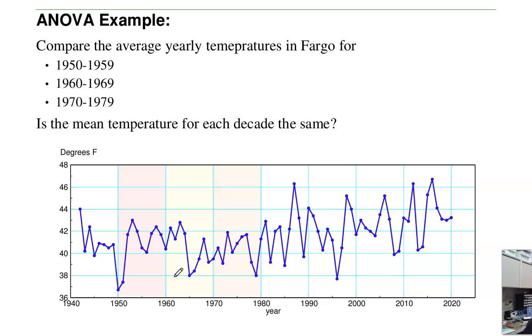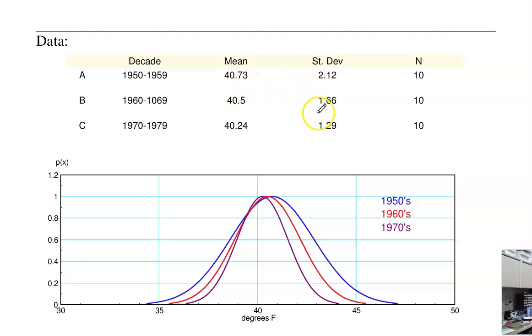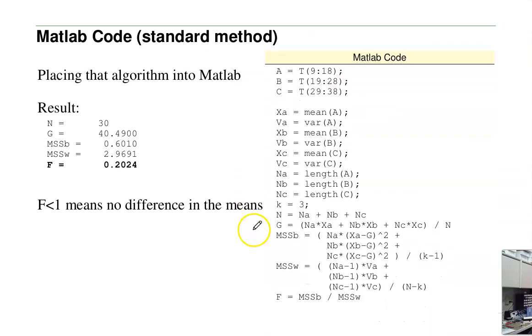So let's do a couple examples. Hector Airport has been measuring temperatures in Fargo since 1942. Here's what the data looks like. Let's compare 3 decades. Are the 1950s versus 60s versus 70s, is the temperature changing? Do all three of these have the same mean? Let's do that using analysis of variance. So here's the data. Here's the mean, standard deviation, sample size. Here's what the data looks like. It actually looks like it was cooling off between the 50s and 70s. But use the standard method.